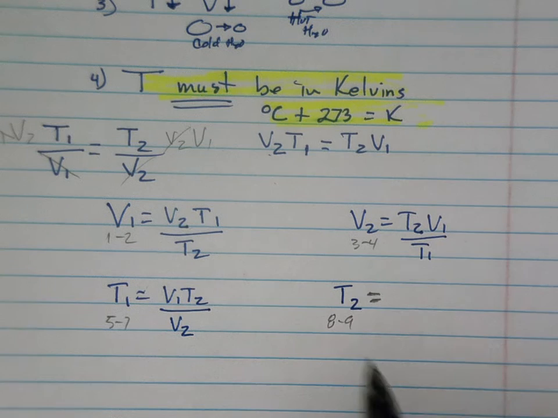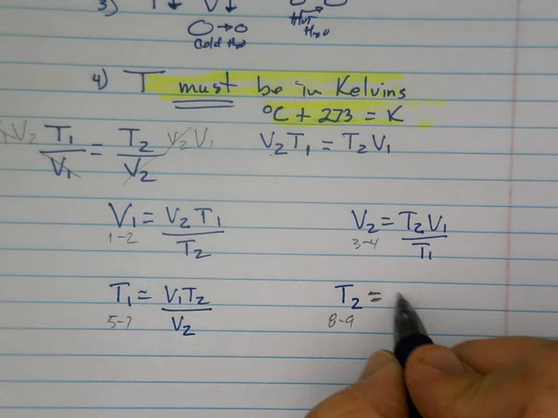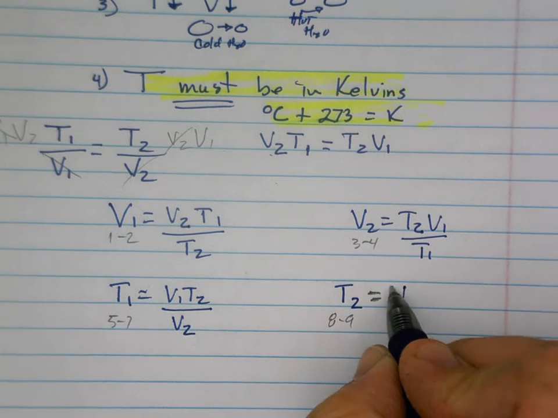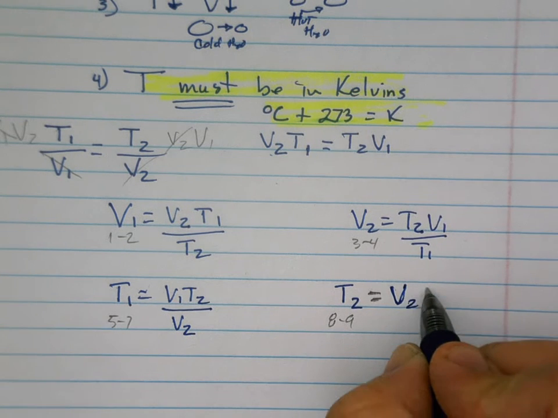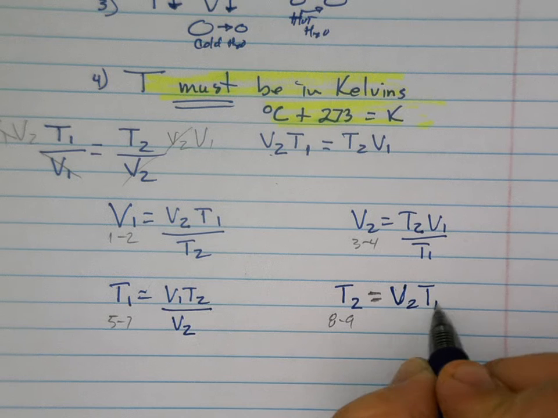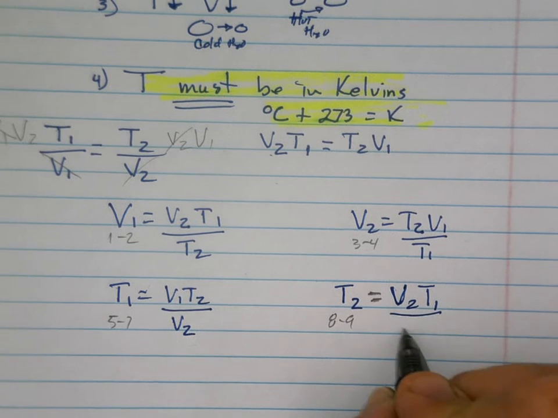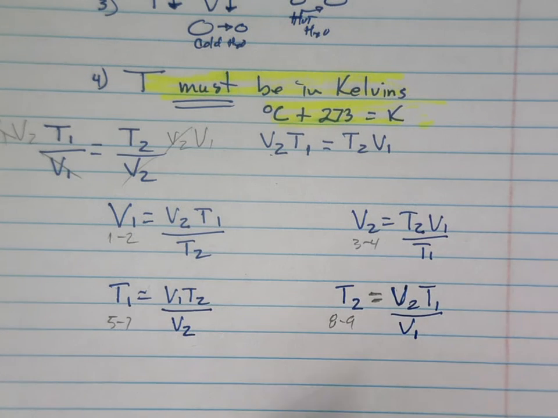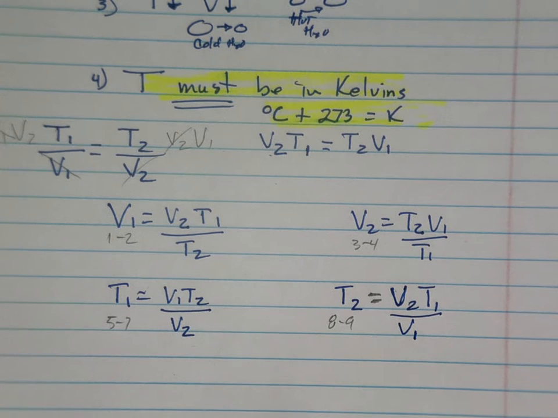And then lastly, groups 8 through 9. Hopefully you all ended up with V2, the new volume, times the initial temperature divided by V1. So, sub, if you need to, push the enter button for a moment. And then you can push the enter button again to make it go.